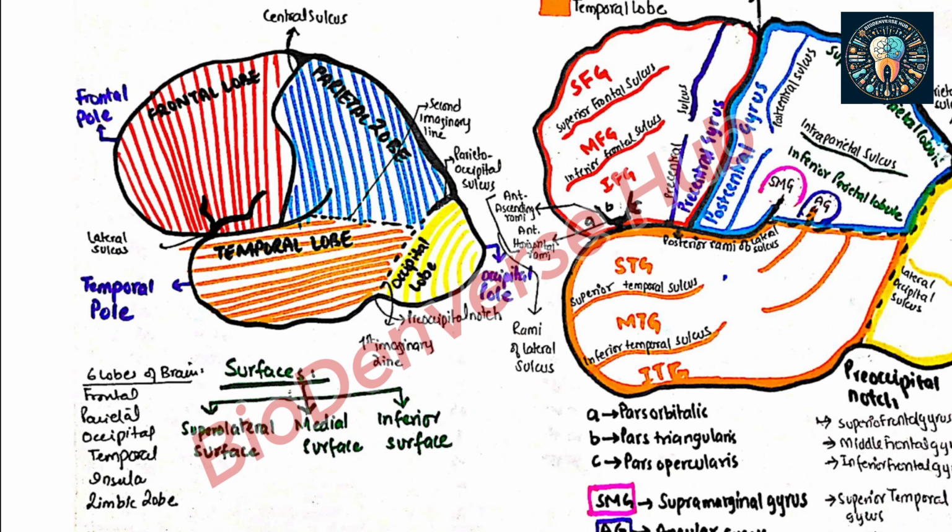Now we have the poles as well. We have a frontal pole, as you can see in the diagram, we have a temporal pole, and we have an occipital pole. So these were the lobes that were visible in the diagram.